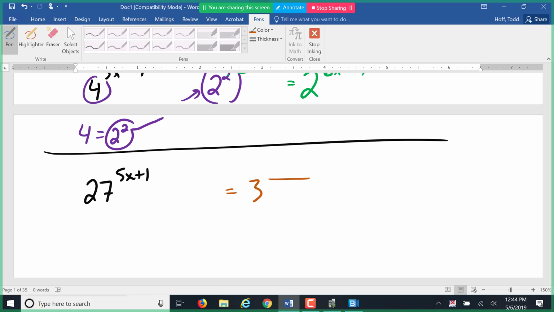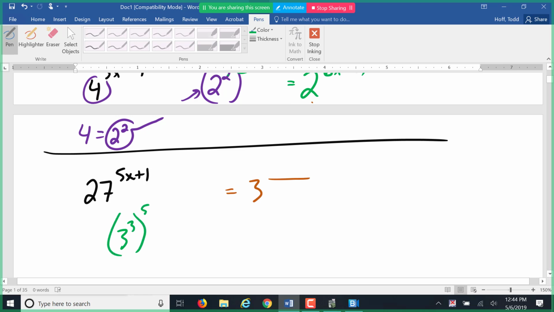So 27 is 3 to the power of 3. So that'd be 3 to the power of 3 to the power of 5x plus 1, which is 3 to the power of 15x plus 3. Any questions there?